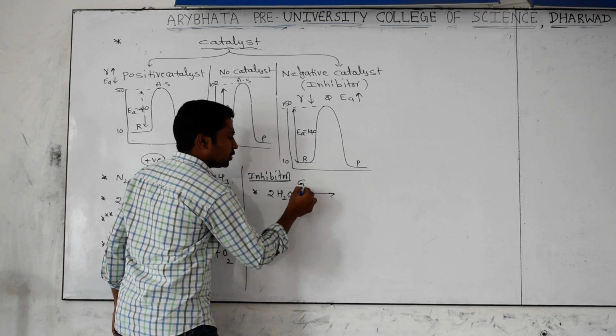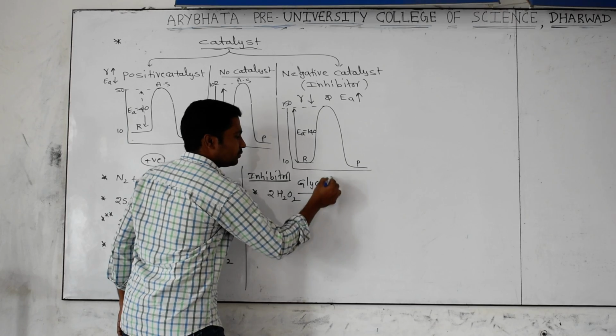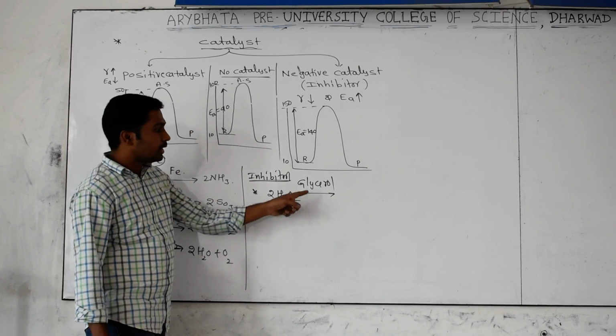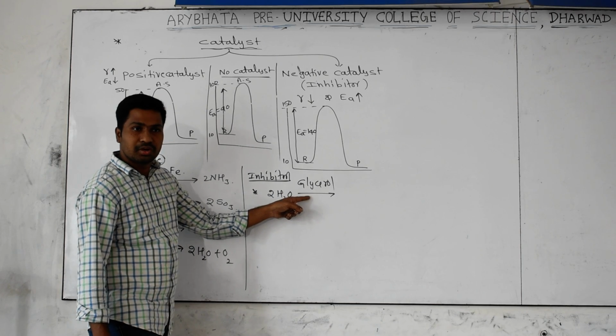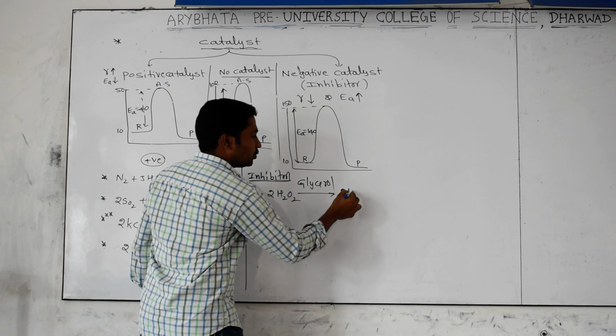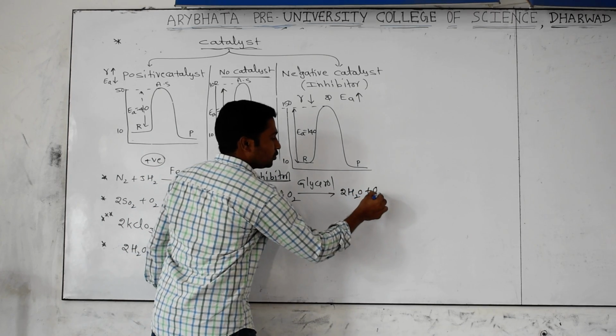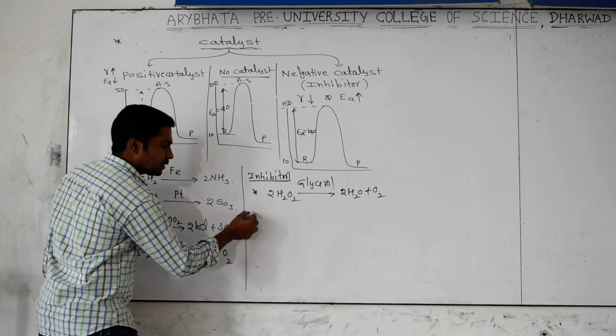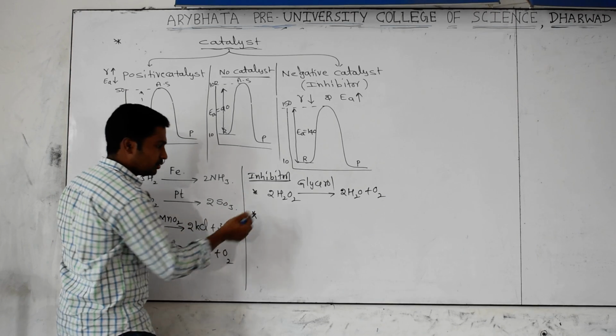Then we have to use one of the chemicals, glycerol. I think you learned it in organic chemistry under alcohols. Trihydric alcohol, CH2OH, CHOH, CH2OH. Then what are we getting? 2H2O plus O2 is coming. Can you tell any other example for negative catalyst? It's a very rare case that we use this.